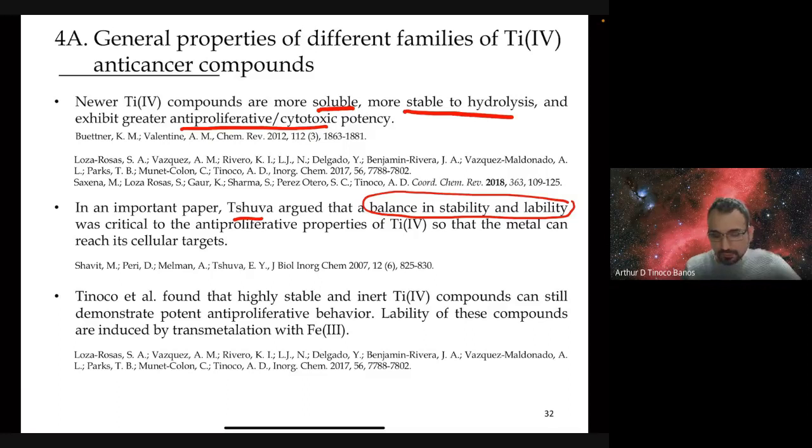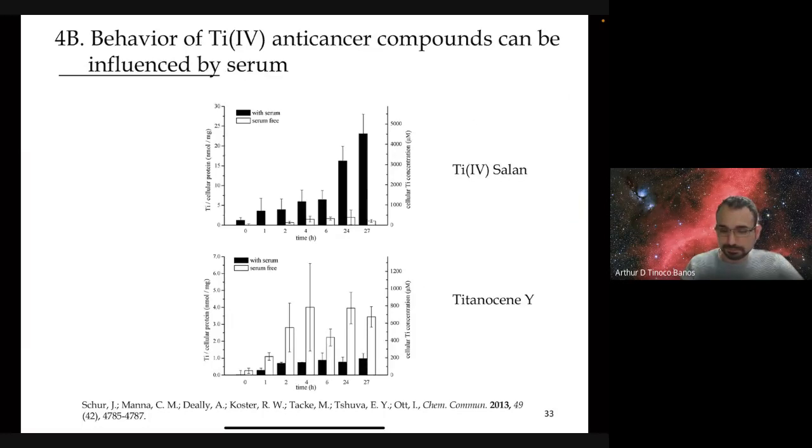Researchers in my own laboratory have shown that highly stable and even inert titanium compounds, and I'm talking about basically ligand-exchange inert compounds, can still demonstrate potent anti-proliferative behavior. The lability of these compounds can be induced by transmetallation with iron. That's a finding we have been exploring and trying to exploit in developing a more targeted series of titanium family compounds.